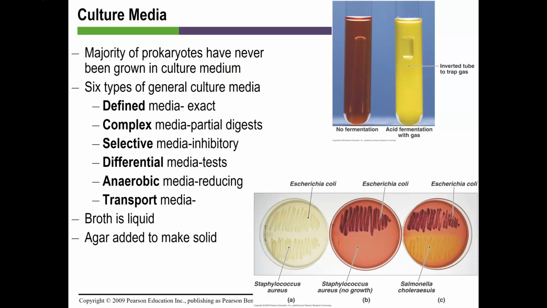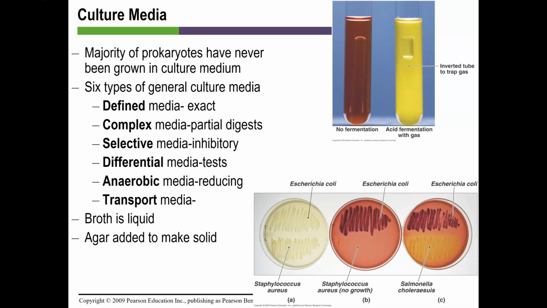Selective media has to have a component within it that inhibits some types of microorganisms while allowing others to grow. The selective component might be salt or a specific low pH, for example. Selective media are used to detect a subset of microbes that might be in a mixture. It inhibits some types of organisms while allowing the ones that you're interested in to grow.